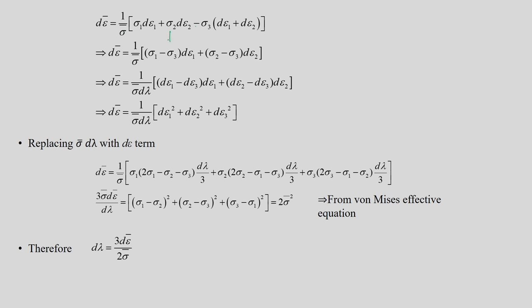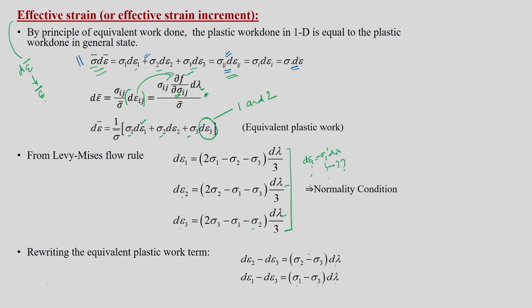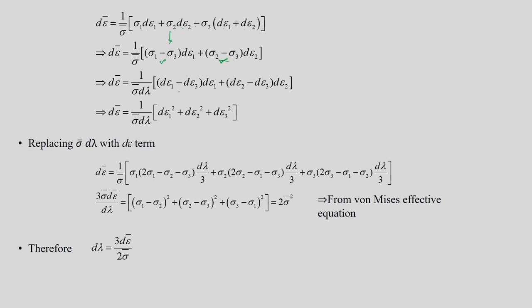So this equation can be rewritten in this form, this all will remain the same. Now you have d epsilon 1, d epsilon 1, d epsilon 2, d epsilon 2. I can take d epsilon 1 and 2 outside and write like this. Only for this reason, in the previous slide I got sigma 1 minus sigma 3, sigma 2 minus sigma 3, which I got in this way. Sigma 2 minus 3 is already there, sigma 1 minus 3 is already there. So I am going to substitute for these two.